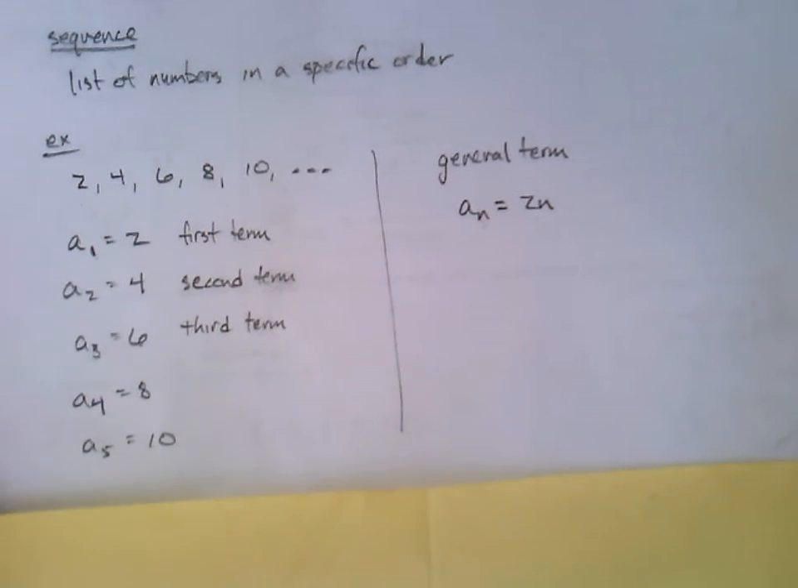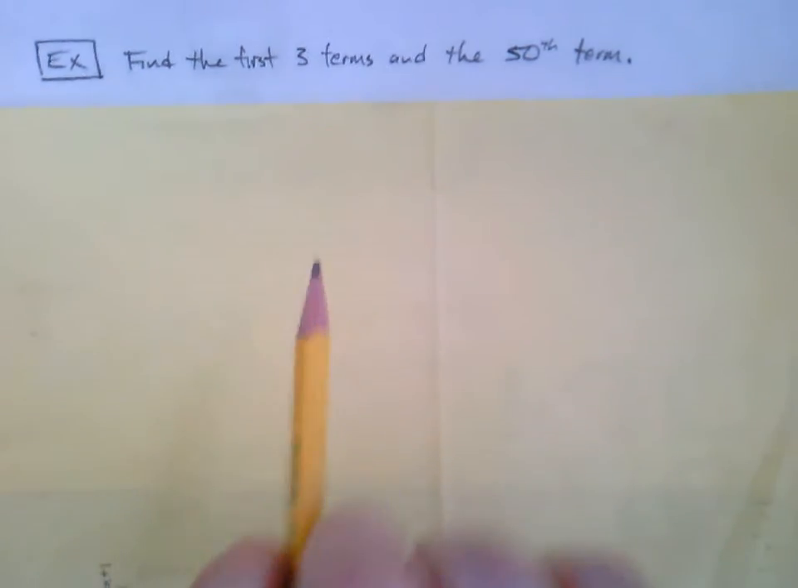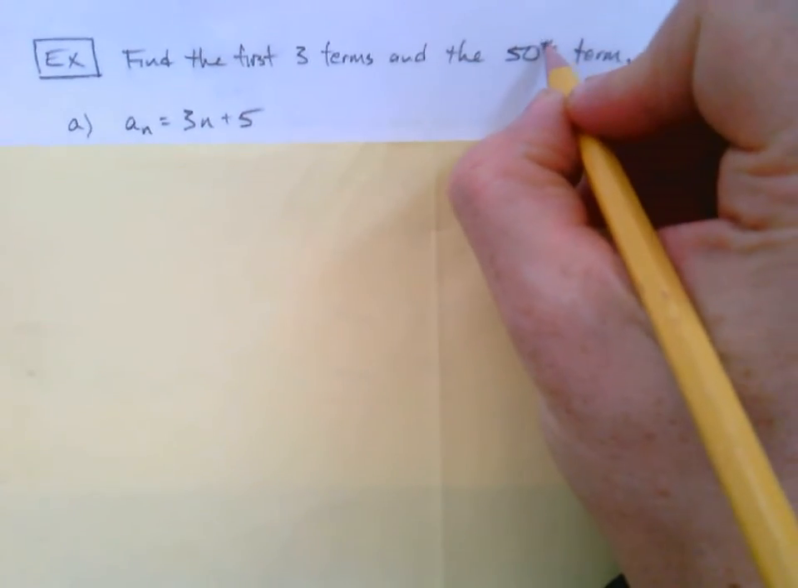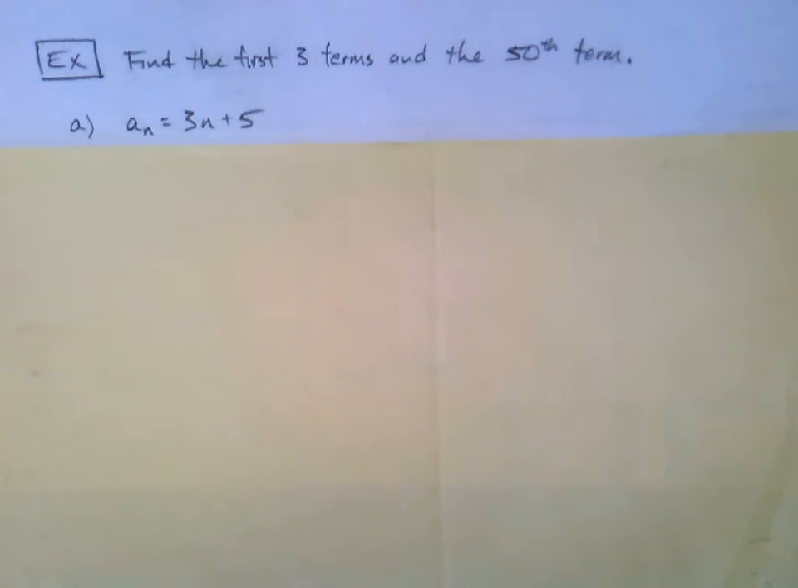Okay. Let's check out several different sequences. We're going to be asked to find the first 3 terms and the 50th term. So here we're really just getting used to this idea of how the general term works, a sub n, and how it connects to the term values. So the first three terms are the first term, the second term, the third term, and then we'll look at the 50th term as well. Let's start with a sub n equals 3n plus 5.